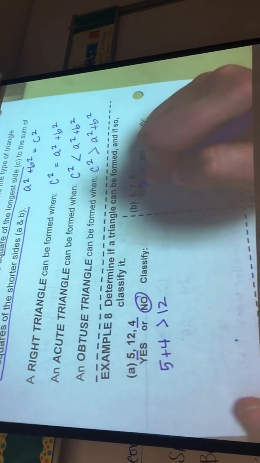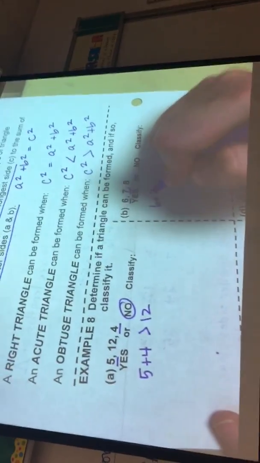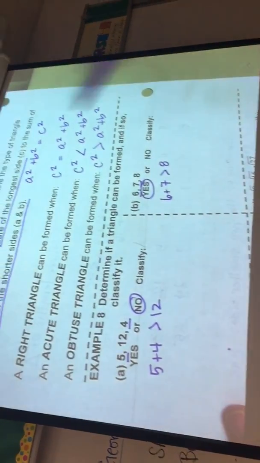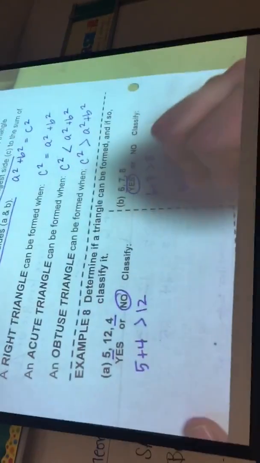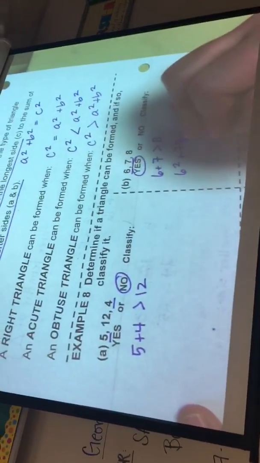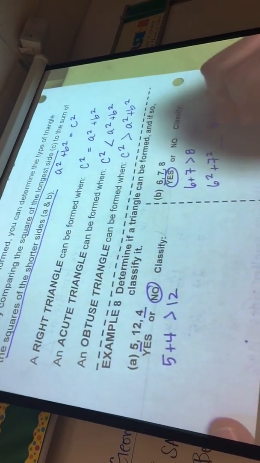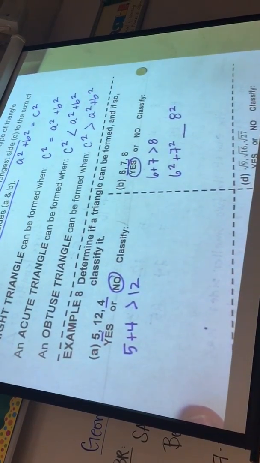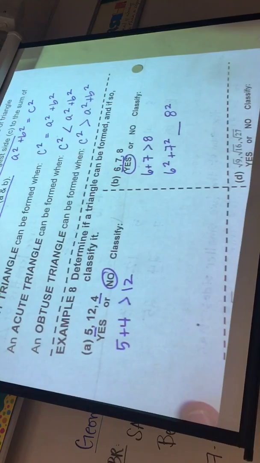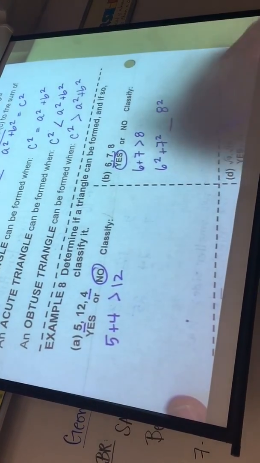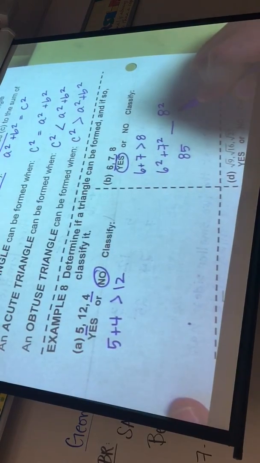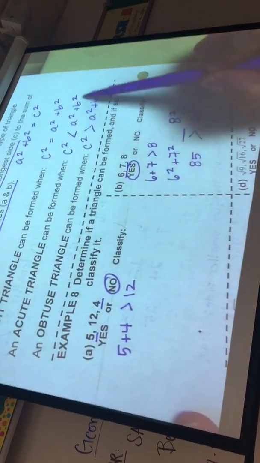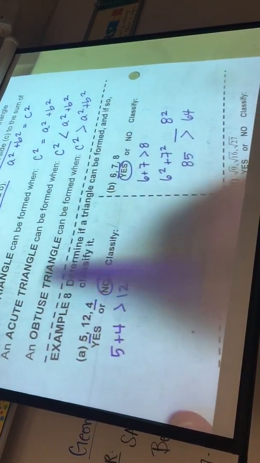Add our two smaller sides. 6 plus 7, is that greater than 8? Yes. Now we're going to classify it using our Pythagorean theorem just like earlier. So we've got 6 squared plus 7 squared, and we want to know what that is compared to 8 squared. What is 6 squared plus 7 squared? 36 plus 49 is 85. Is 85 greater than, less than, or equal to 64? Greater than. So we want our sum to be greater than, so it's acute.